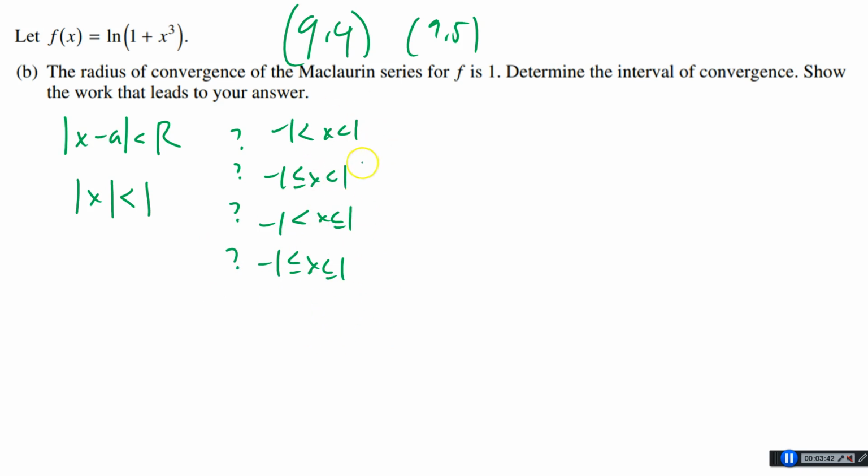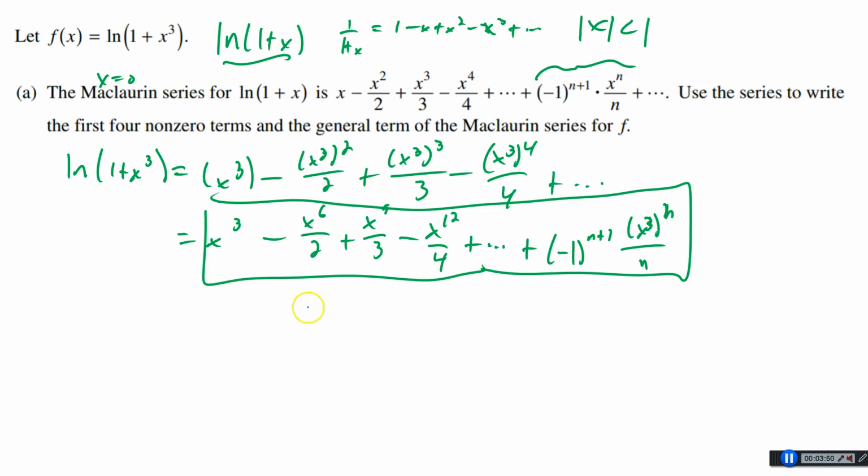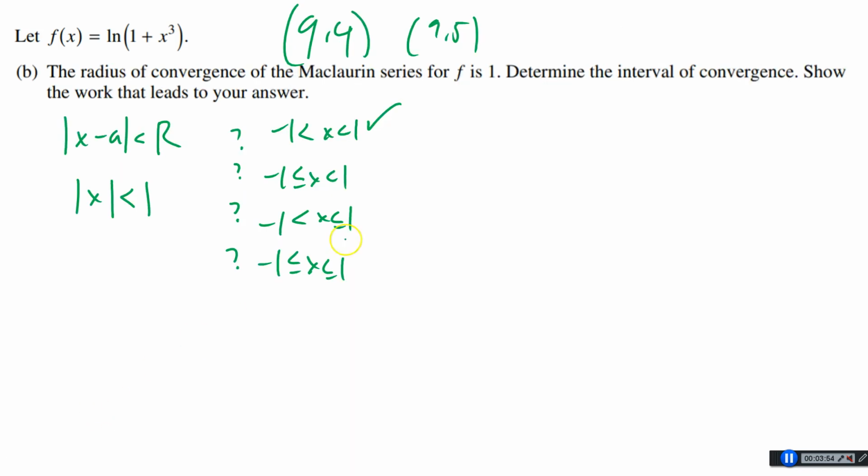So the way we do this is we know everything between negative 1 and 1 is good, right? That's for sure good. The question is, do the endpoints work? So we plug them both in and we see what happens. So let's go back to our series here. So if I plug in, let's do positive 1 first. So if I plug in positive 1 here, let's see what we get. We would get 1 minus 1/2 plus 1/3 minus 1/4, etc., right? So it'd be negative 1 to the n times 1 over n.